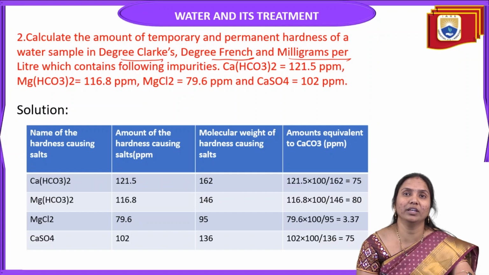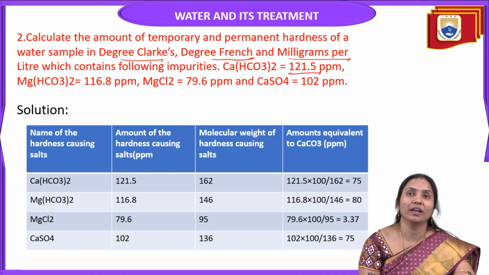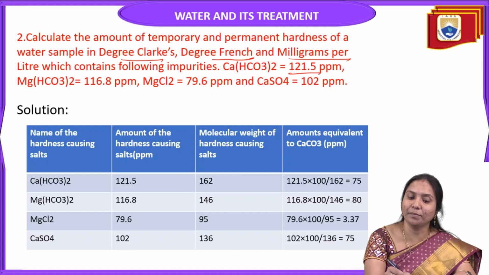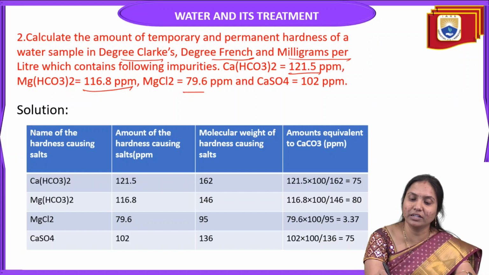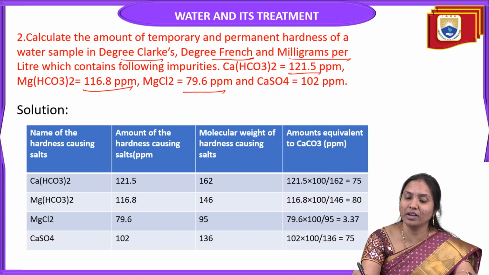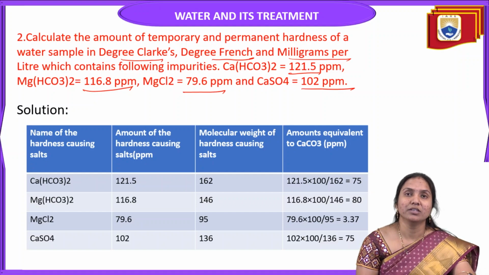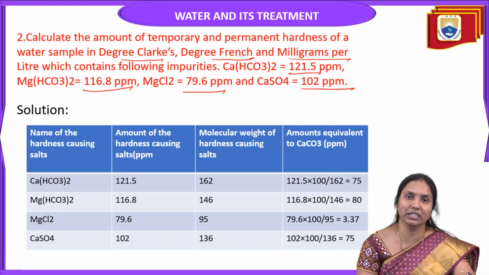The water contains the following impurities: calcium bicarbonate is 121.5 ppm, magnesium bicarbonate is 116.8 ppm, magnesium chloride is 79.6 ppm and calcium sulfate is 102 ppm. Now calculate the temporary and permanent hardness of water, and after that we can convert it into degree of Clark, degree of French and milligram per liter.